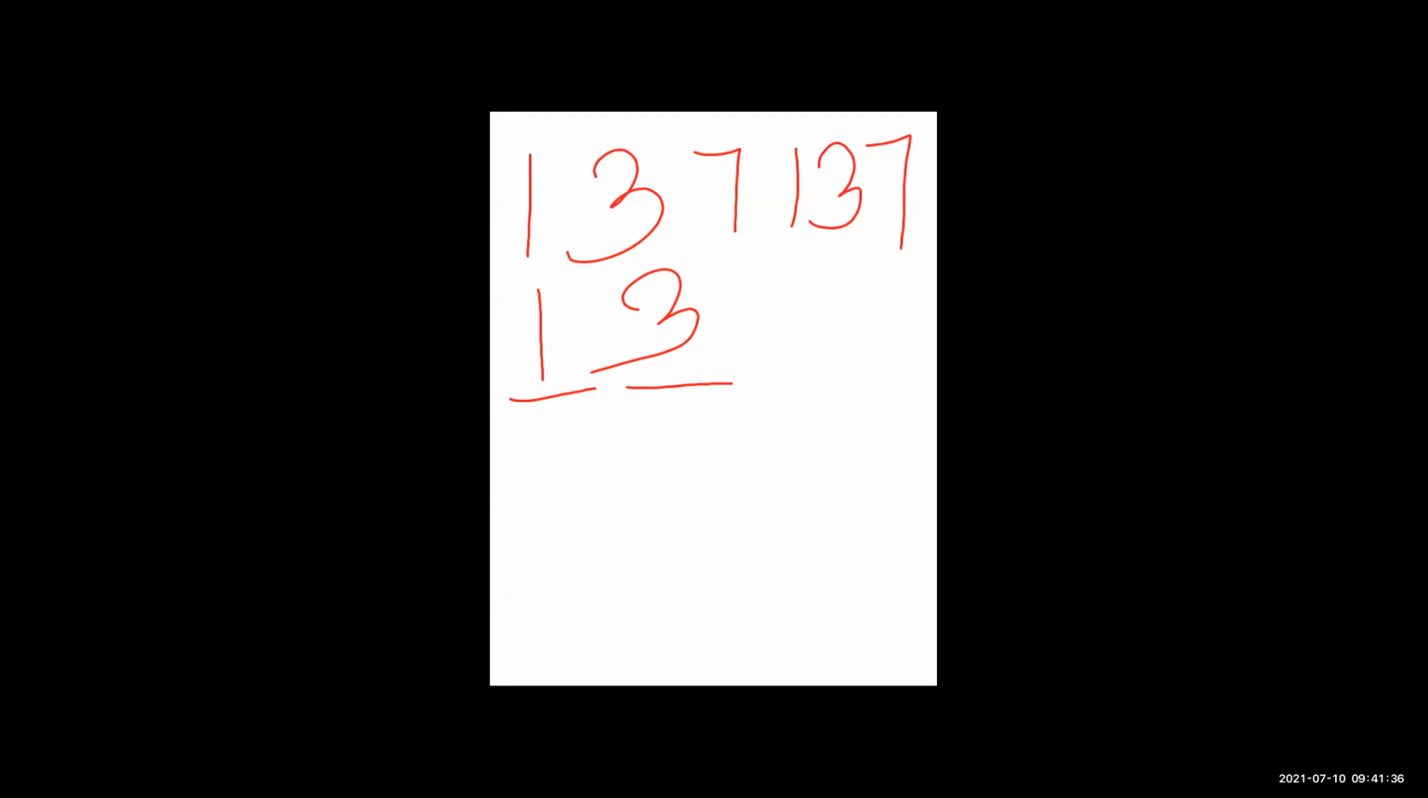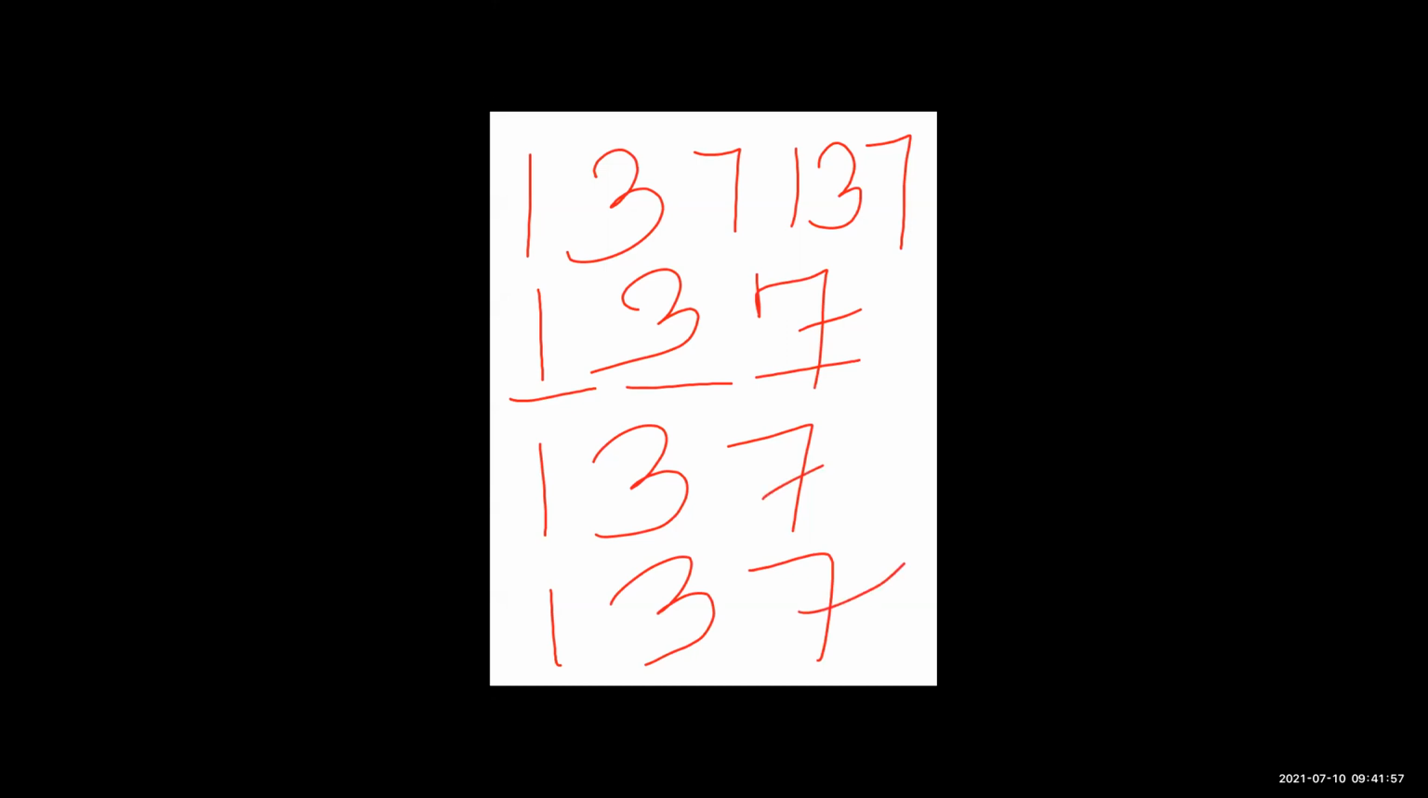After 3, what number will come? 7 will come. Then again we repeat the same kind of pattern: 1 3 7, 1 3 7. So this way we get 1 3 7, 1 3 7, 1 3 7, this kind of pattern. Understand?